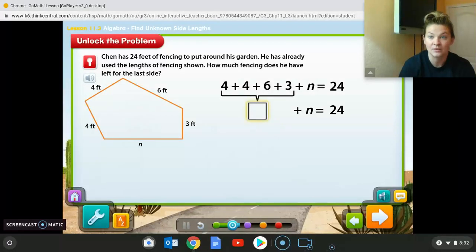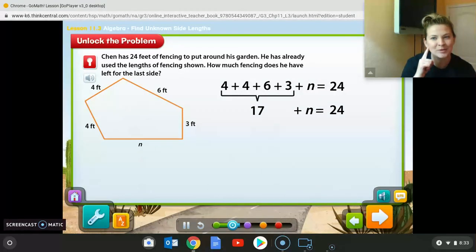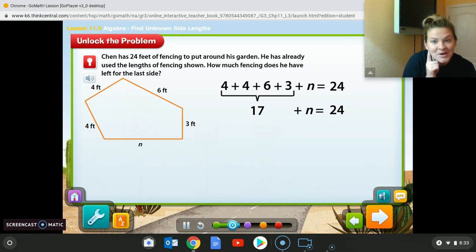So how do we find this? Well, it would help if we know what all the other sides equal, right? So let's add 4 plus 4, which is 8. 8 plus 6, 14, plus 3 equals 17. So we know the other 4 side lengths that we have on this figure is equal to 17. So the problem is, should we count up from 17 to get to 24? Or should we use our inverse operations and know that subtraction will get us the right answer? It's up to you. But for Miss Swalia, I'm going to be using subtraction.